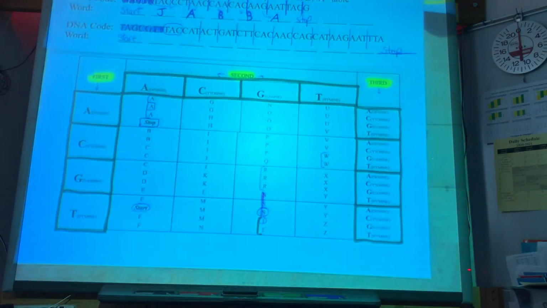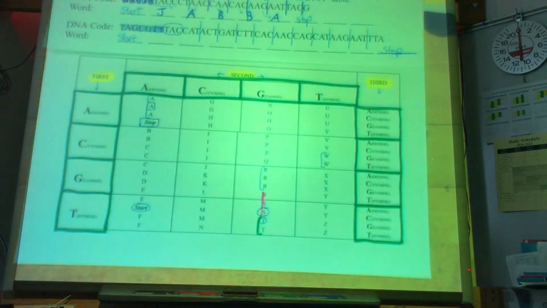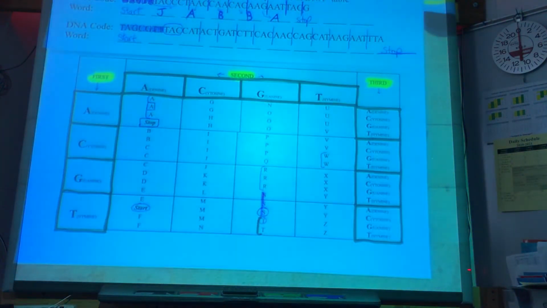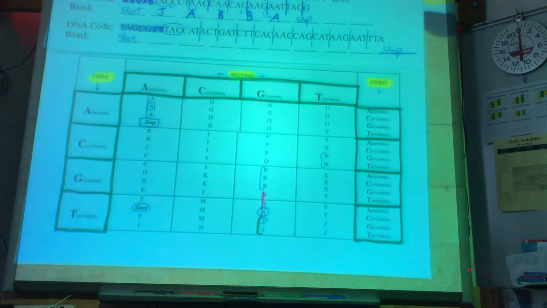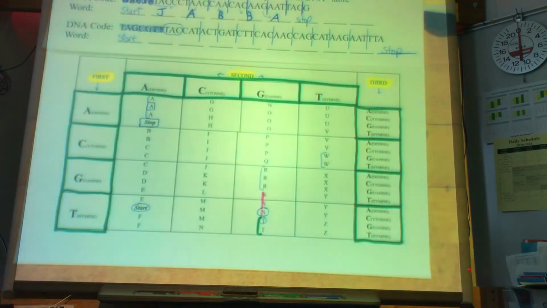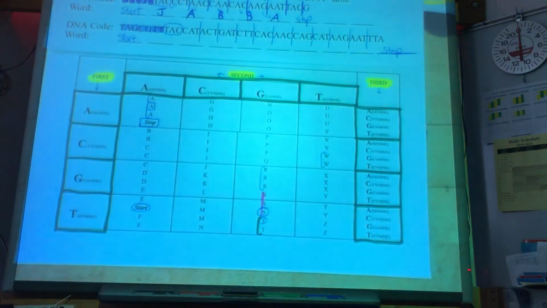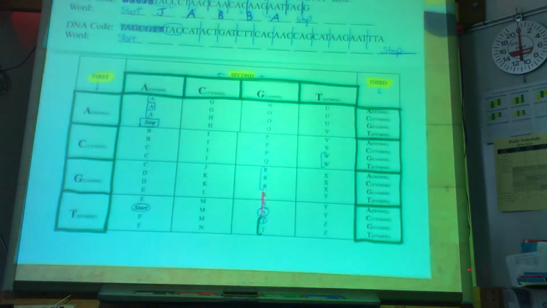So the first letter says this row, the second letter is this column, and the third letter is specifically that T, which comes across. Maybe you want to check them off. So the second letter is C, so now you're on GAT.